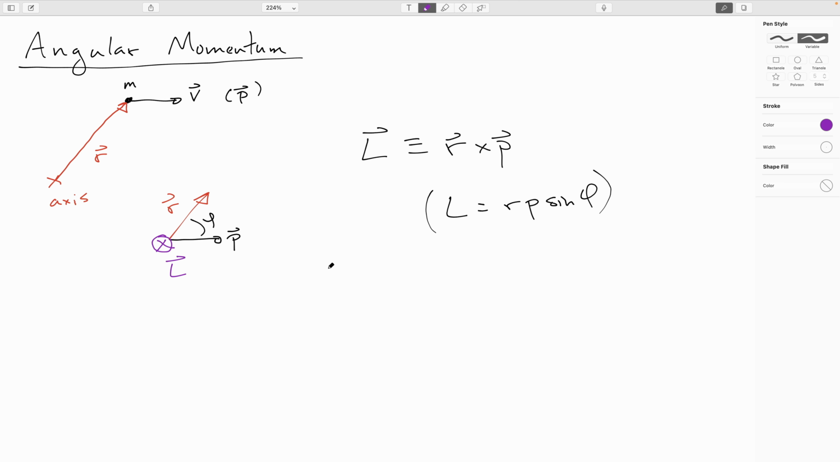Okay, that's a little abstract, but that is the angular momentum for a point mass. Now, if I have a system that's made up of more than one point mass, you can just add them up.